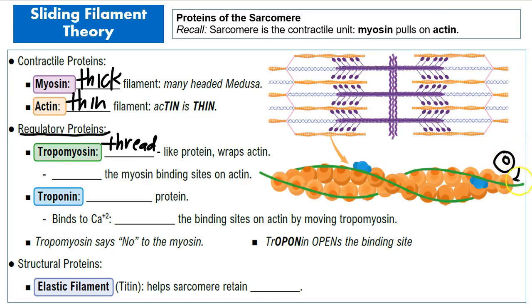Let me show you one of these beads that has a little opening. Guess what that opening's for? That opening's for the myosin heads to attach. And when you have this thread covering those openings, myosin does not attach. So this is going to block the myosin binding site on the actin. So again, you can call it an opening where the myosin is going to attach, or you just say the myosin binding site on this actin.